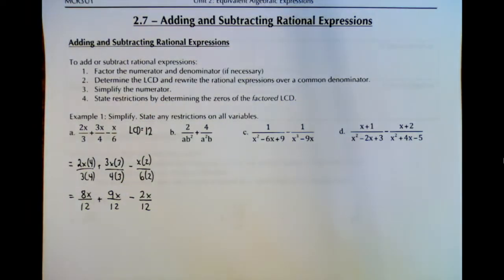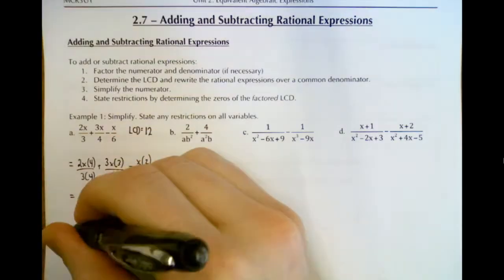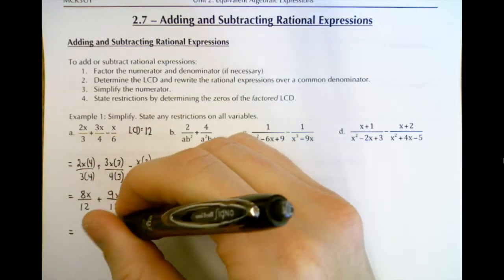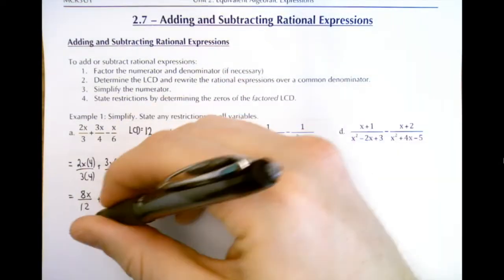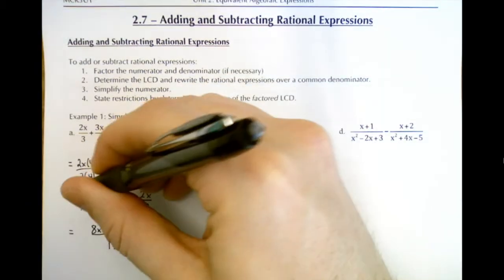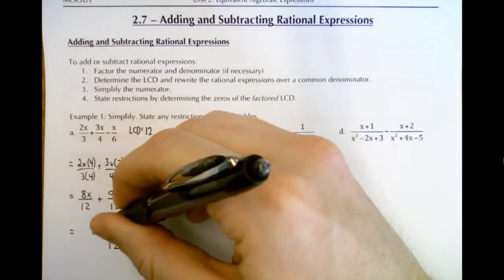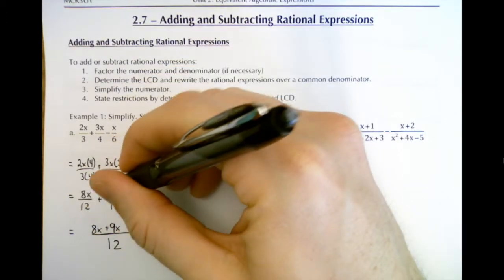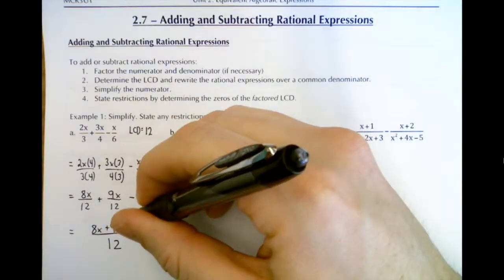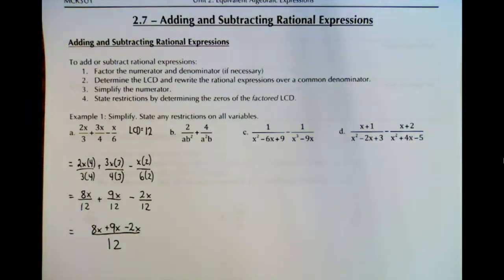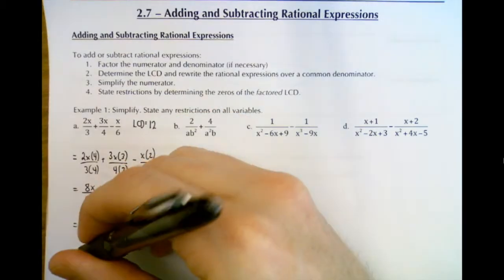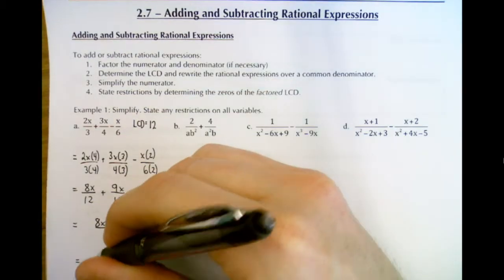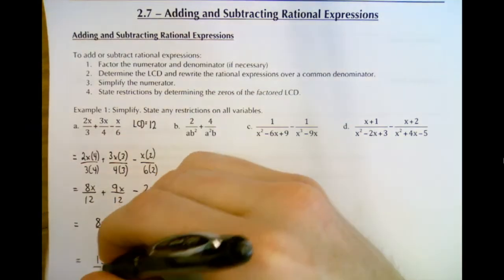And once we got a common denominator, all we can do is add and subtract the numerators over the common denominator 12. So these are all over 12, so we can write one big fraction, 12 on the bottom, and we got 8x plus 9x, the sign in between tells you what goes between the terms, minus 2x. And now we can collect our like terms. 8 plus 9 is 17, minus 2 is 15, so we end up with 15x over 12.